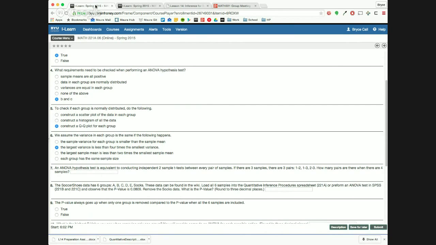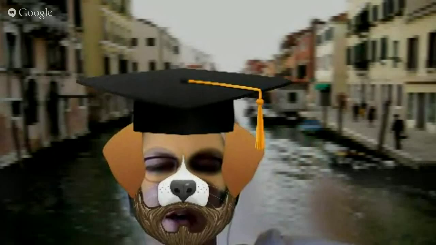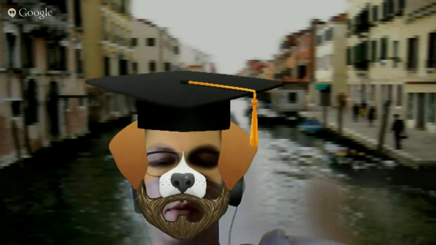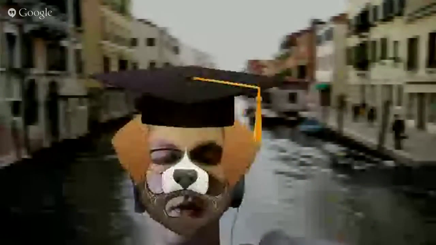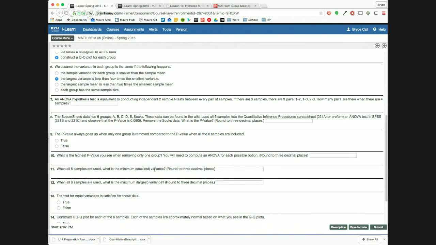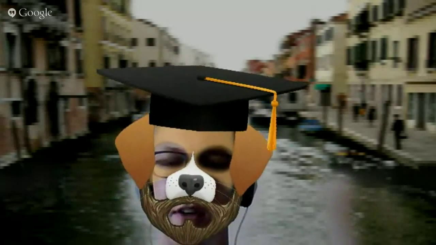And I was just at number 7, so this is where I was just trying to think. Oh, okay. Let's see. It says an ANOVA hypothesis test is equivalent to conducting independent 2-sample t-tests between every pair of samples. If there are 3 samples, there are 3 pairs: 1,2, 1,3, 2,3. How many pairs are there when there are 4 samples? Wouldn't it just be 4 pairs? Let's see. I got 6. 6. Okay. So did you end up just writing it out, or is there another way to know?